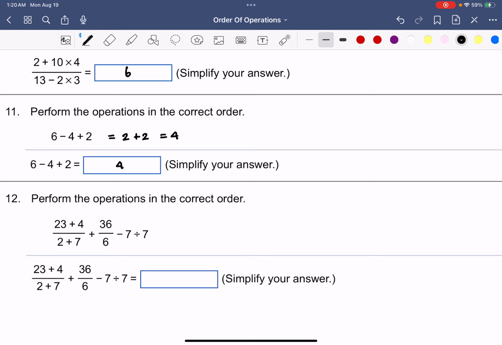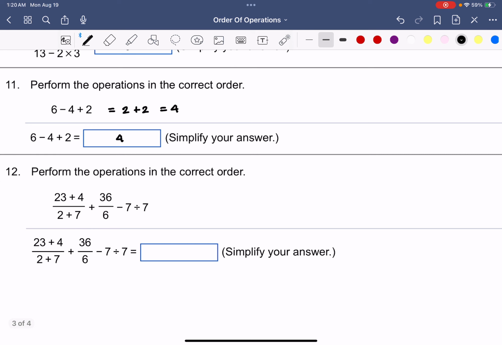And for the last example, I've got division bars, and then I've got that division of 7 and 7 at the end. So I'm going to start with the first fraction. 23 and 4 is a 27. 2 plus 7 is 9. And we'll come back and simplify that in just a minute. Plus 36 divided by 6 is 6. Notice how I'm just working left to right. Minus 7 divided by 7 is 1.